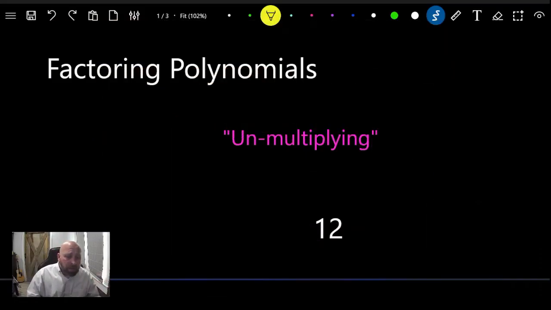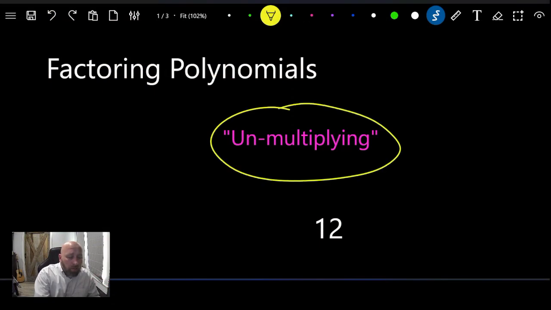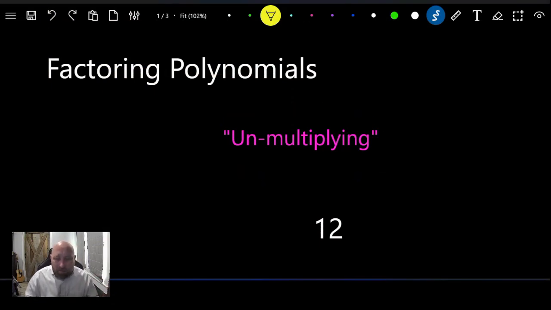I've actually developed my own word for factoring. Look down here, and I wrote the word unmultiplying. I know that's not a word, okay? And so you might think, well, the opposite of multiplying is dividing. And you're kind of on the right track, right? But unmultiplying is like dividing, just a little bit different. That's why I had to come up with my own word for it.